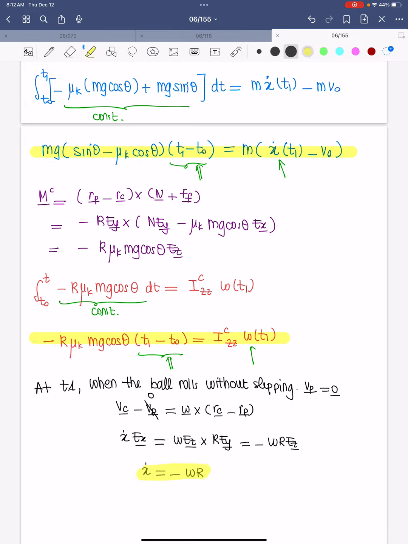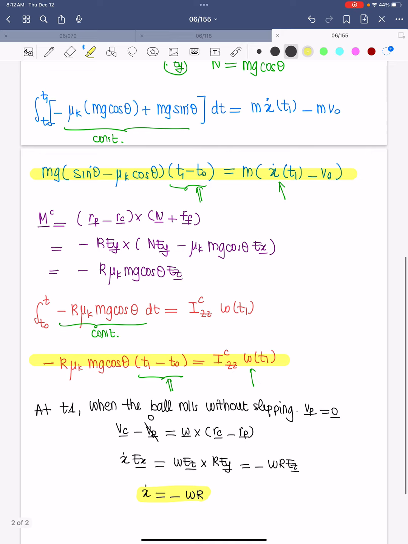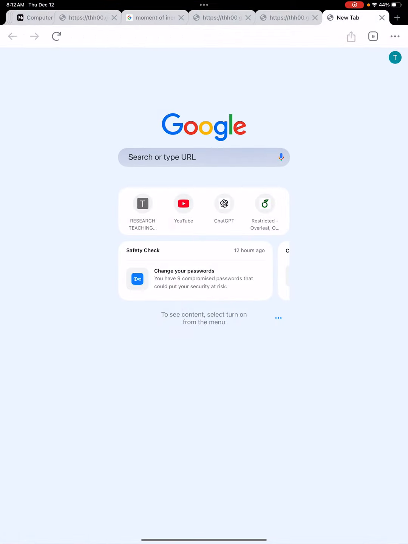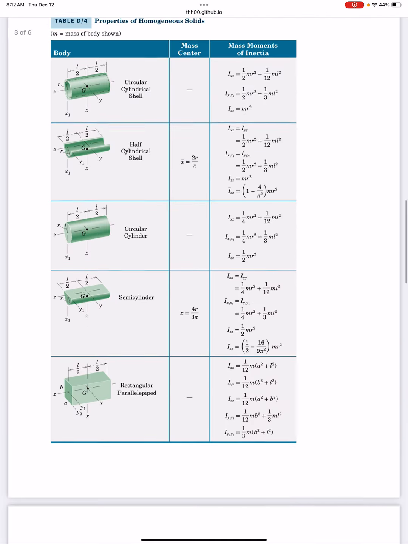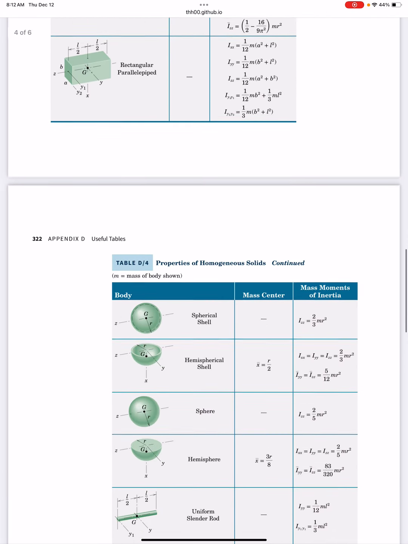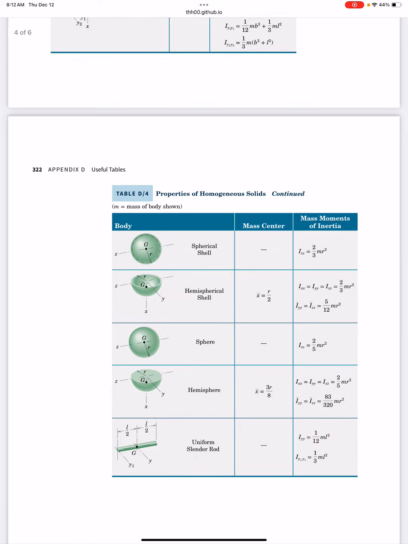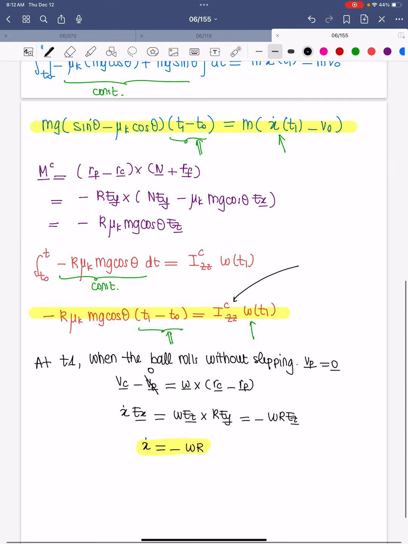So now we can solve. I think everything is given: r, m, g, theta. ICzz is the moment of inertia of a sphere about its mass center, so we can look that up from the tables. I think I have them open here. For the sphere, not the spherical shell, about an axis passing through the center, this moment of inertia is 2 over 5 m r squared. And I think we're good to go for this problem.